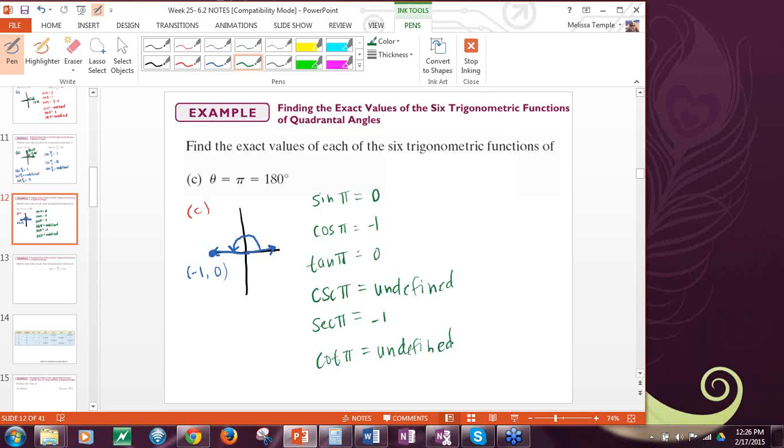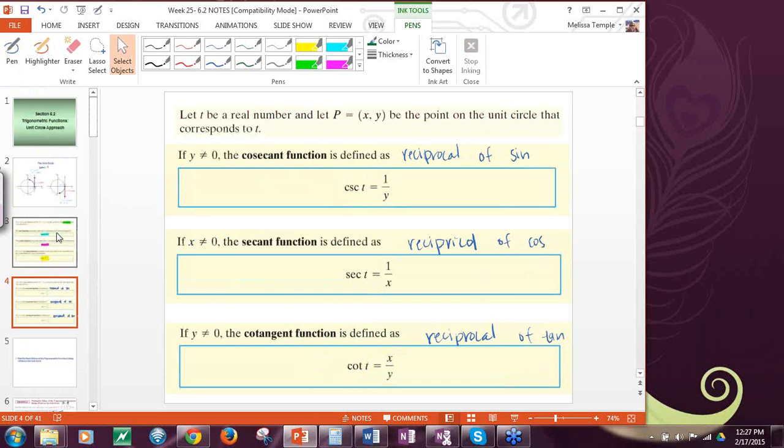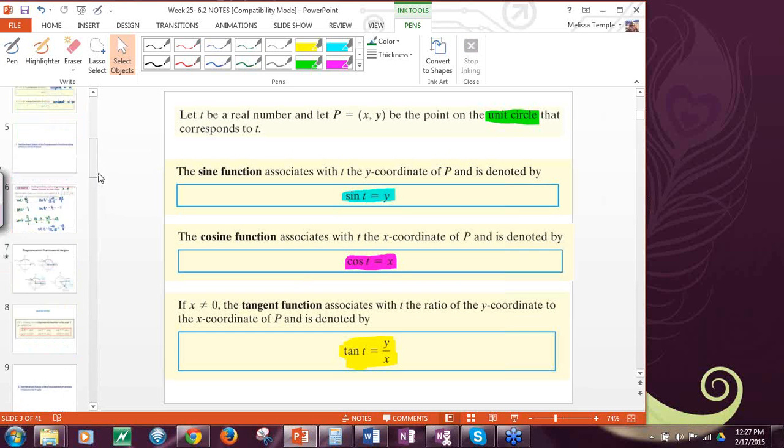Isn't tangent undefined? No, because remember tangent is y over x, so 0 over negative 1. We can have a 0 on the top, we just can't have 0 in the denominator. Does that make sense? Yep, no problem. Cotangent is x over y. Tangent is y over x. There are a lot of new rules, so just always refer back to these two slides whenever you have those questions. Very good question. Thank you for bringing that up.